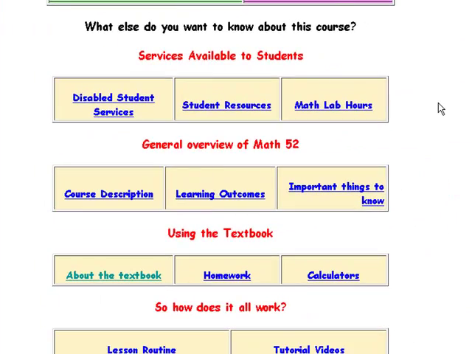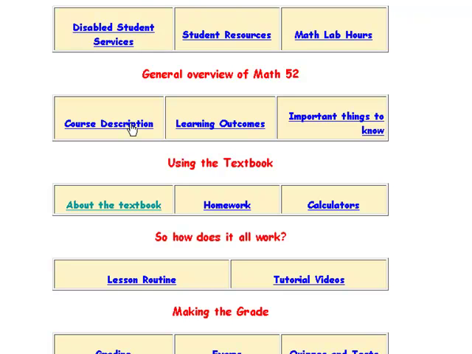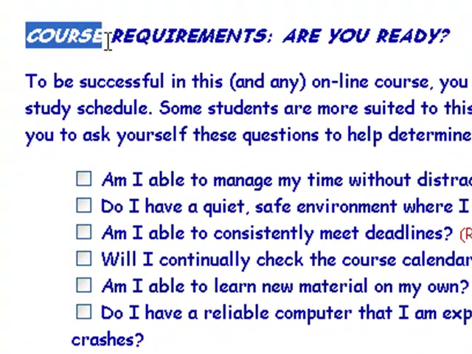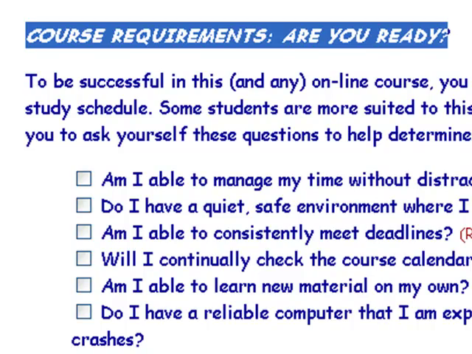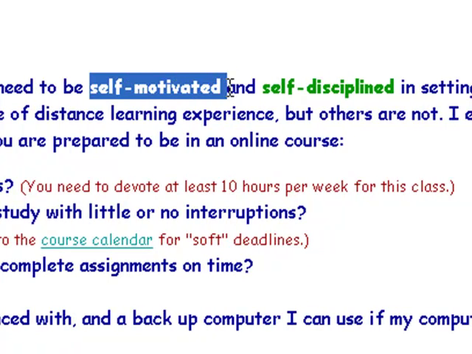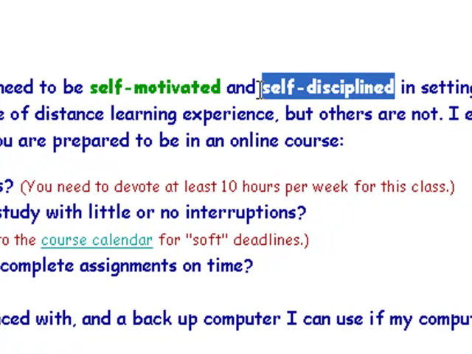Let's see. Course description tells you the kinds of things that we'll be discussing in the class or learning in the class. Same thing for learning outcomes. What's this, important things to know? Let's look at that. Course requirements. Are you ready? Well, bottom line is, for an online course, you need to be self-motivated and self-disciplined. You need to set yourself up with a regular study regimen where you are going to be doing it, not necessarily every single day, but you know what days. Okay, this is my online Math 52 study day. And it might be a weekend day. That's fine if that's what you need.